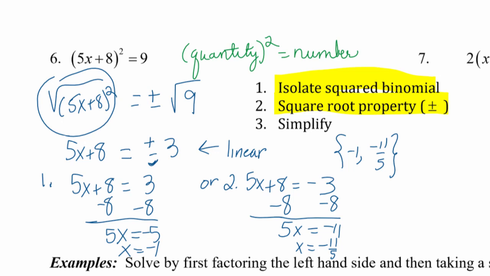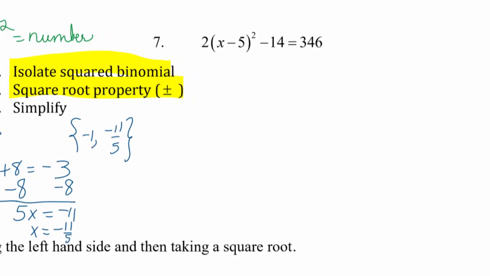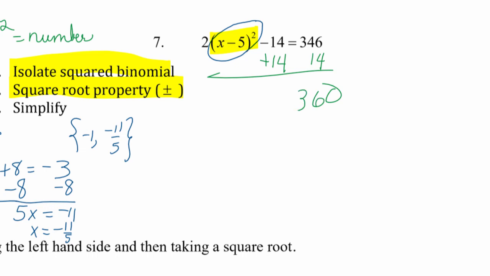All right, let's go to number 7. Again, look at this one. We have that squared binomial, that quantity squared. The problem is that it's not isolated. So our first step will be to isolate that. We're going to go ahead and add the 14 to both sides. It looks like 360. And then we are going to divide by 2.